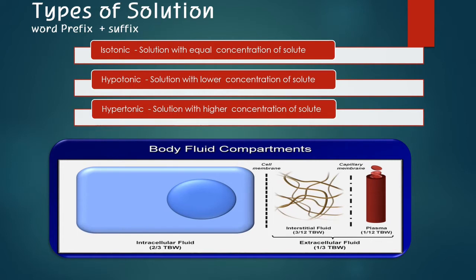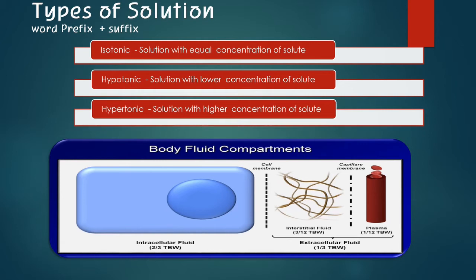Together, this compartment is separated by a cell membrane, which we consider as semi-permeable. The extracellular fluid compartment is further divided into interstitial fluid and the intravascular fluid, which are further separated by the capillary membrane.